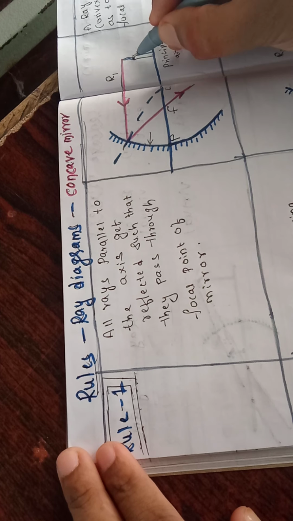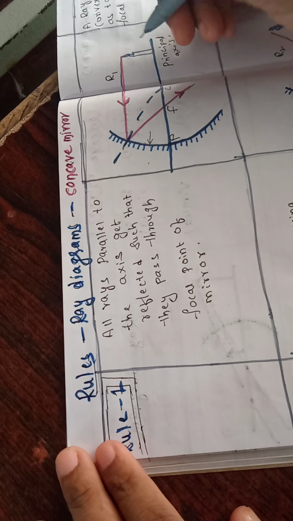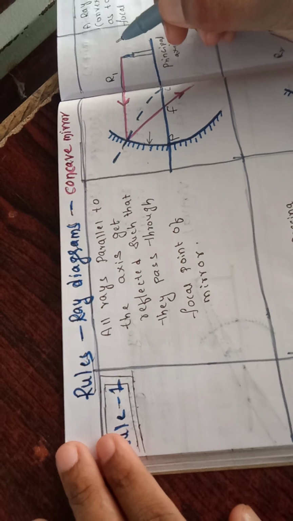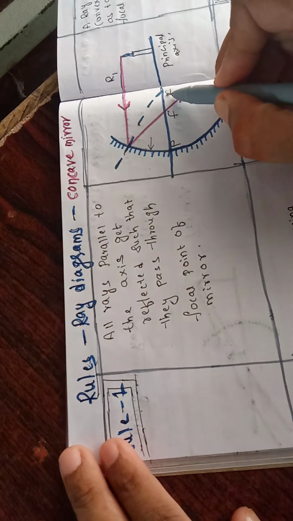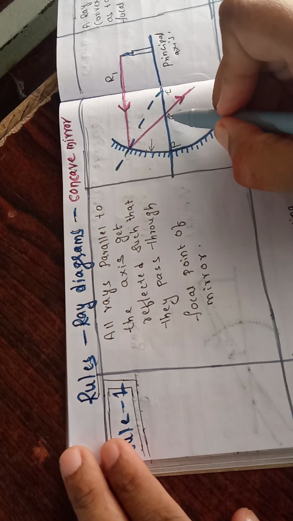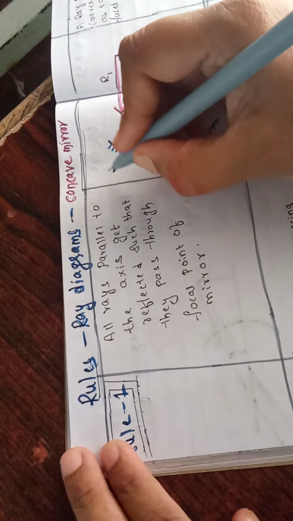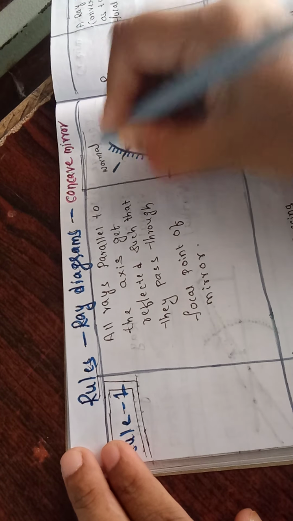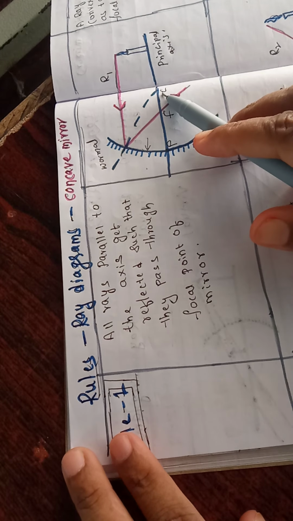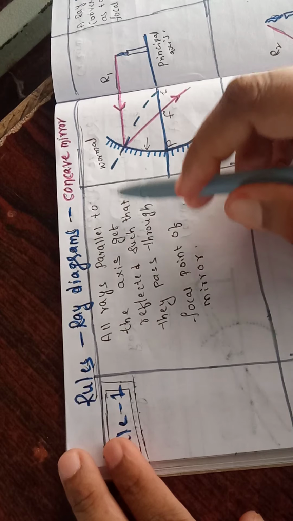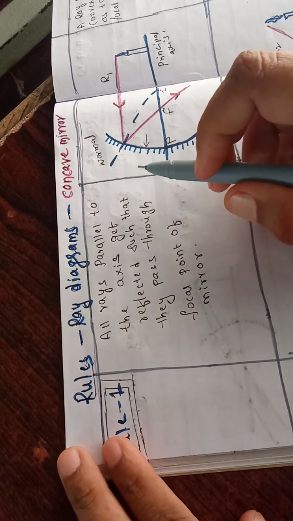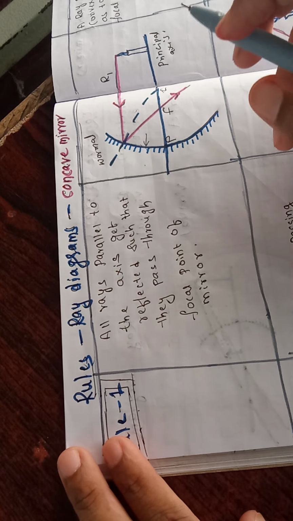Here I placed the object, a candle, through which the light rays are coming. This is the center of curvature, pole and principal focus. This is the normal drawn to the concave mirror from the center of curvature. Rays parallel to the axis get reflected such that they pass through the focal point of the mirror.